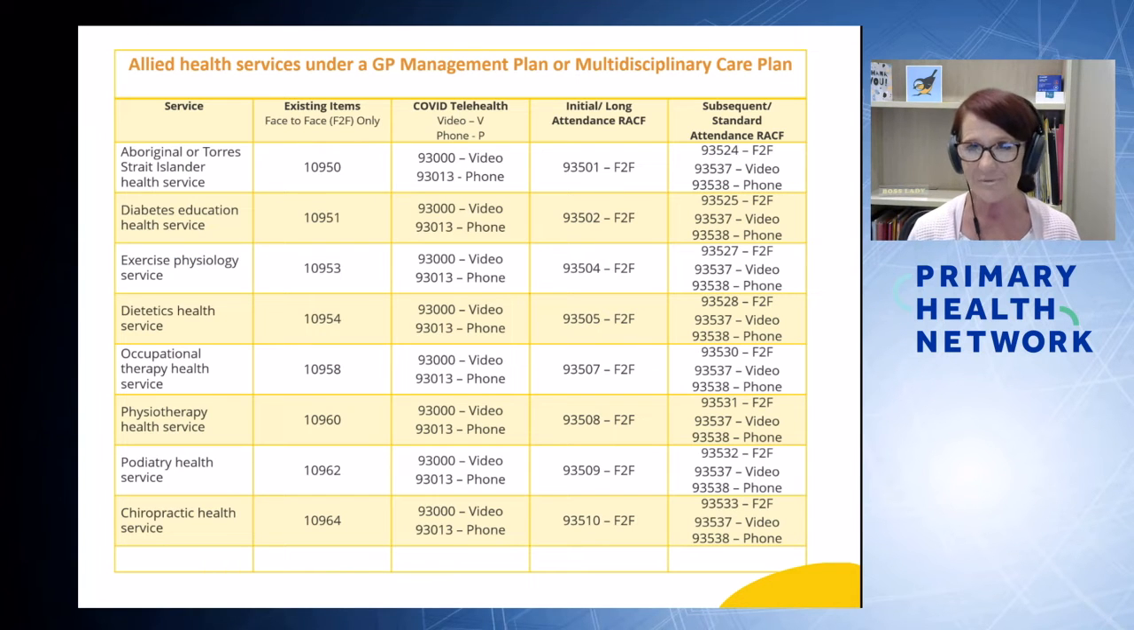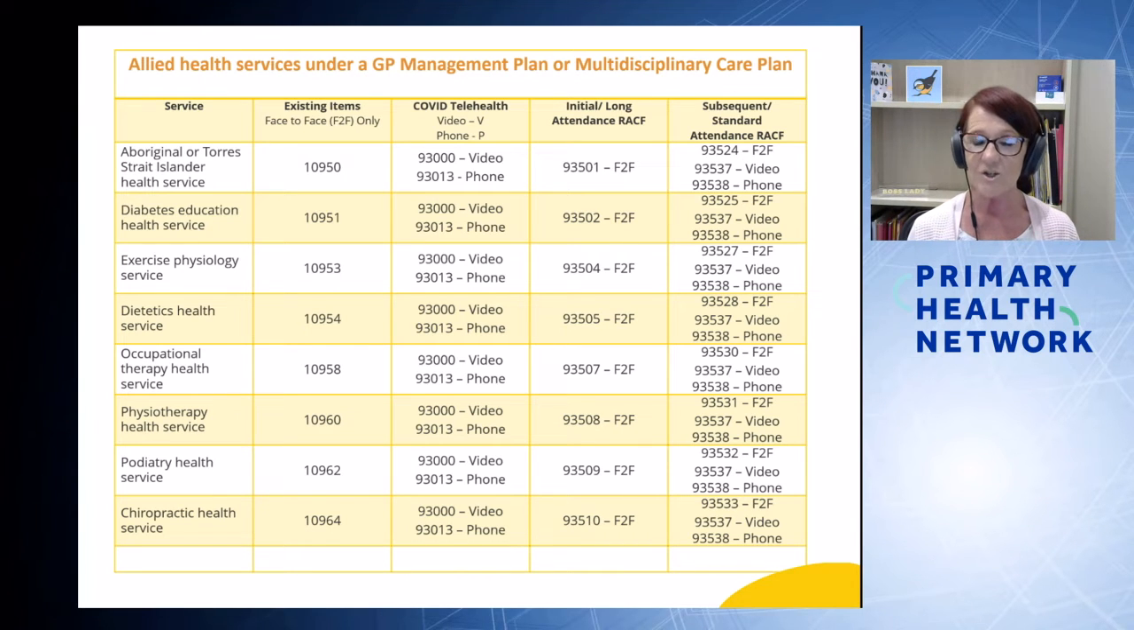For the allied health professionals, it's a little bit more complex. So I've listed the most common service provisions here. I'm just going to focus on one. Let's look at dietetics, for example, or diabetes education. So currently a diabetes educator, when they are seeing a resident, uses the item number 10951 or the telehealth equivalents of either 93000 or 93013.